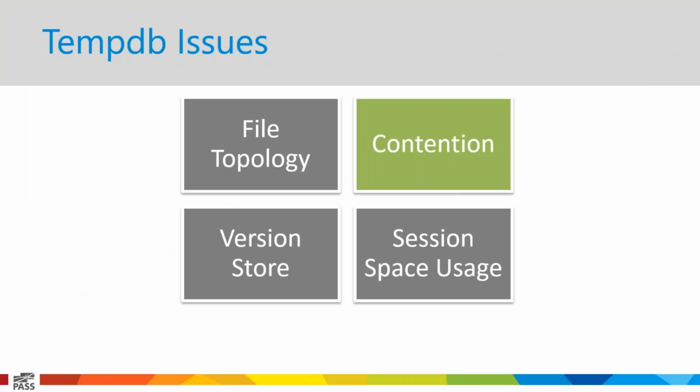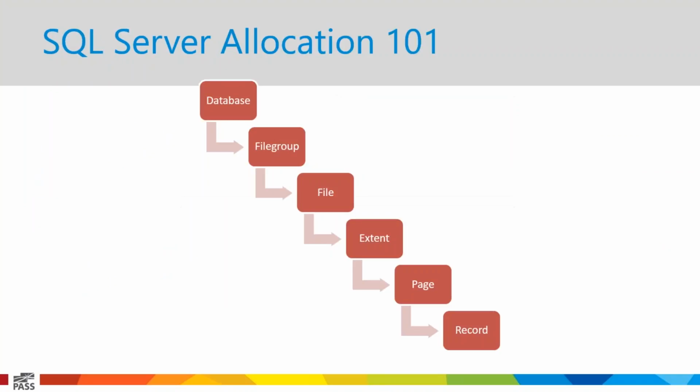So that leads us directly into the problem of contention. Contention is the thing you probably hear the most about in terms of Tempdb problems, and to get a good understanding of it, you're going to have to understand SQL Server Allocation 101. So when I'm talking about SQL Server Allocation, I'm talking about the storage engine's process for determining where the bits that you're storing are actually going to be located physically on a disk somewhere, magnetic, SSD, whatever it happens to be.